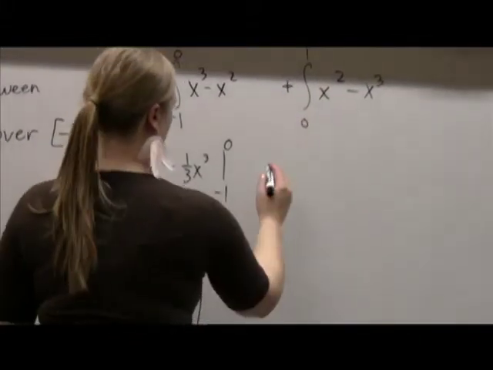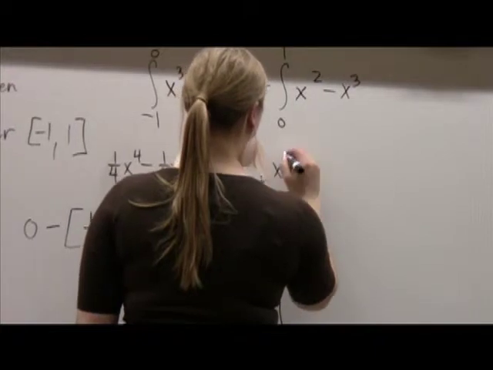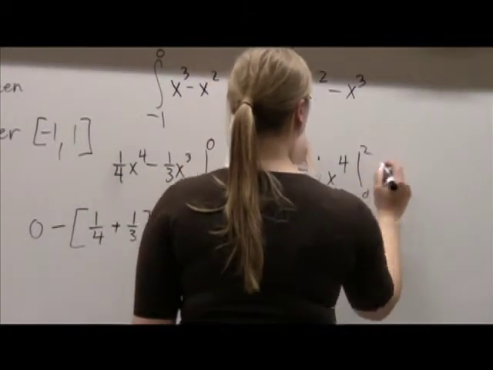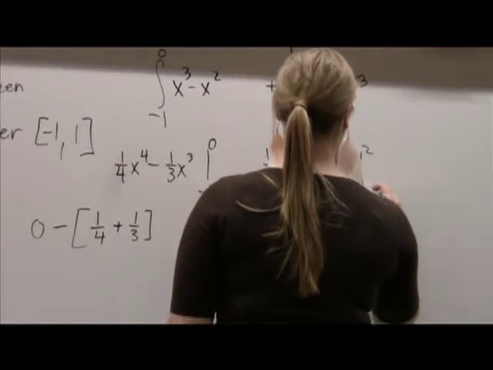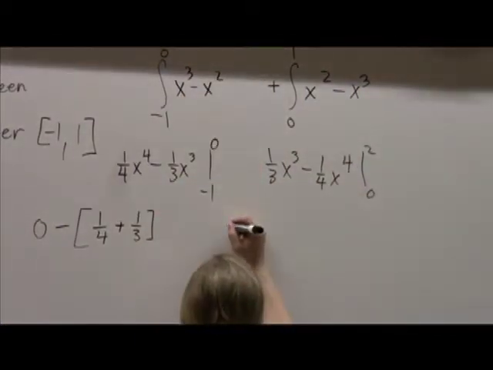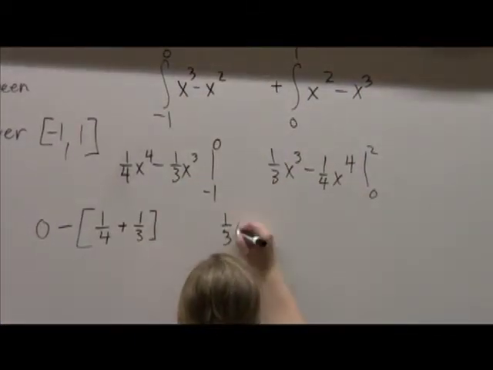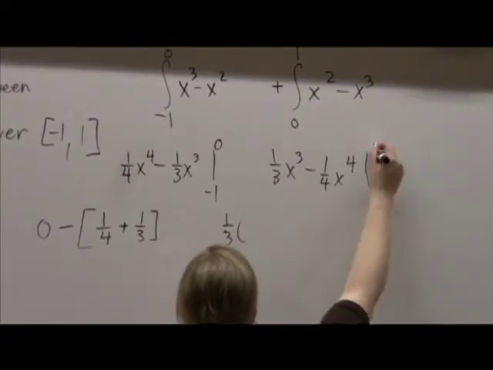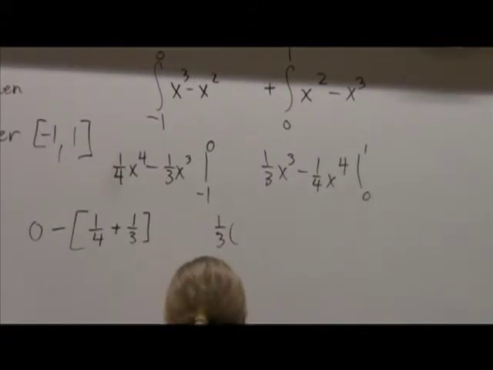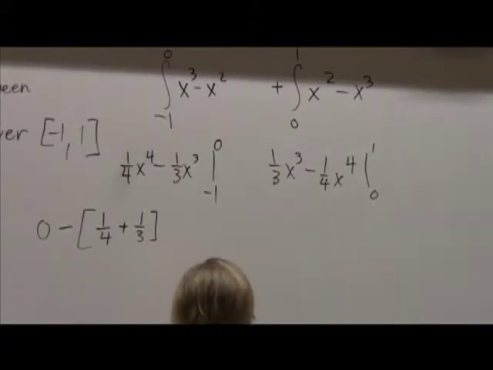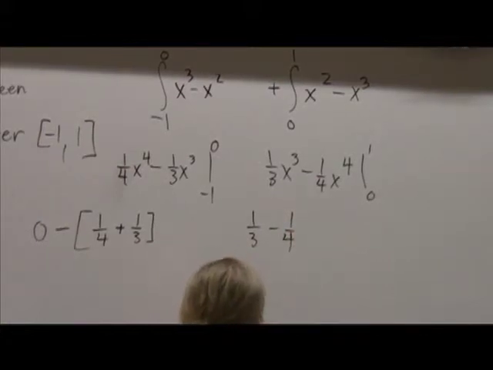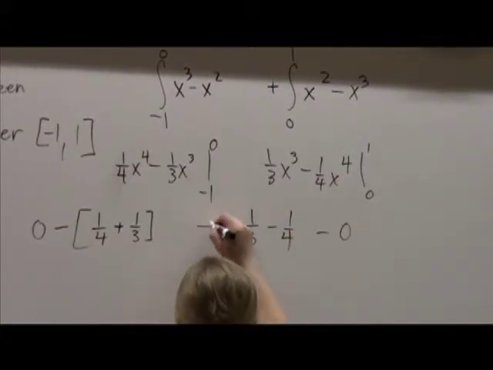Now this side, I'm going to have a 1/3 x cubed minus a 1/4 x to the 4th from 0 to 1. I'm going to put the 1 in. So I have a 1/3 minus a 1/4. Is that okay? Yep. Minus 0. And these are added together.